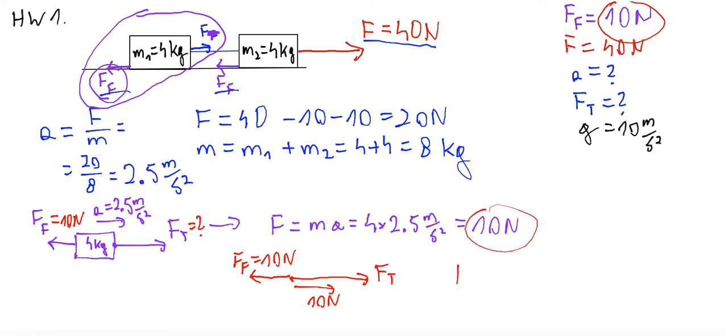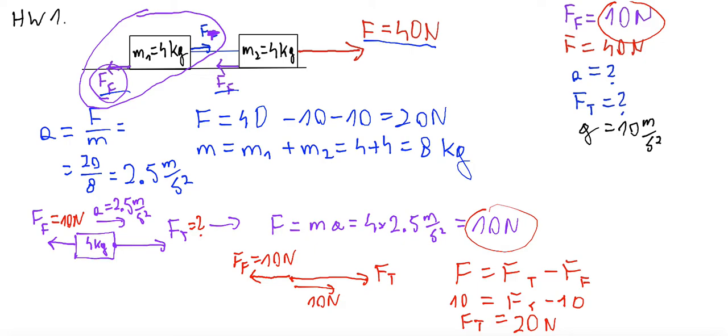If the overall force is the difference between tension and friction, tension acts to the right, so positive, friction acts to the left, so negative, and we know that the overall force is 10 and friction is 10, then the tension must be equal to 20 newtons, because 20 minus 10 gives 10. Okay, I hope you have something like this. If not, please make some correction.